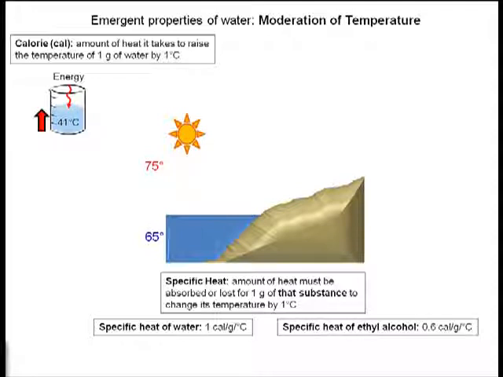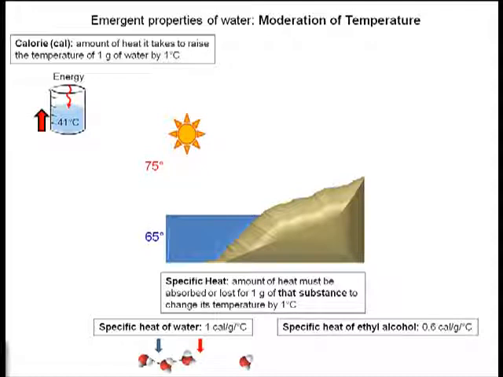The reason for this difference is because of the hydrogen bonds found in water. When a body of water is cooled down, the molecules actually slow down and more hydrogen bonds form. The formation of those hydrogen bonds releases energy, or releases heat. Whereas when you heat up a body of water, it requires the input of energy, and that input of energy breaks the hydrogen bonds and allows the molecules to speed up.